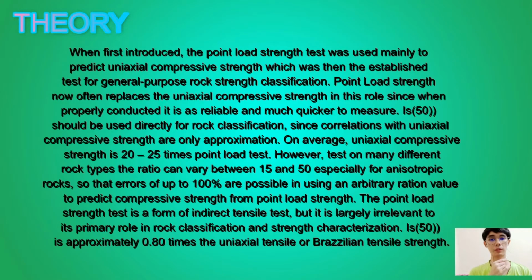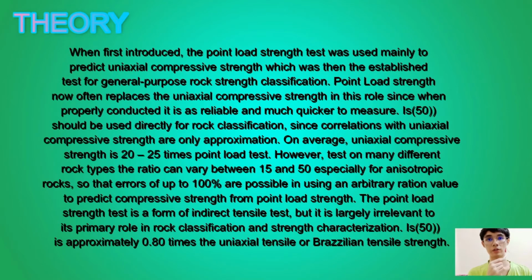For theory, when first introduced, the point load test was used mainly to predict uniaxial compressive strength, which was then an established test for general purpose rock strength classification. Point load strength now often replaces the uniaxial compressive strength in this role, since when properly conducted, it is as reliable and much quicker to measure. The point load test should be used directly for rock classification, since correlations with uniaxial compressive strength are only approximations.